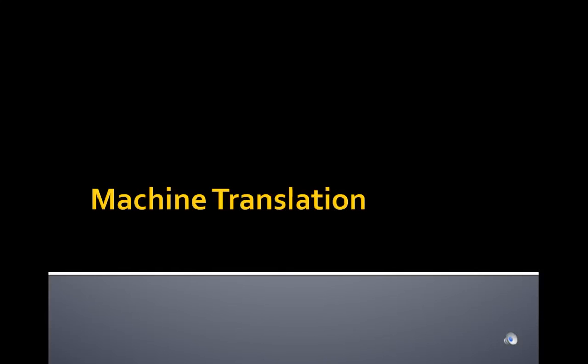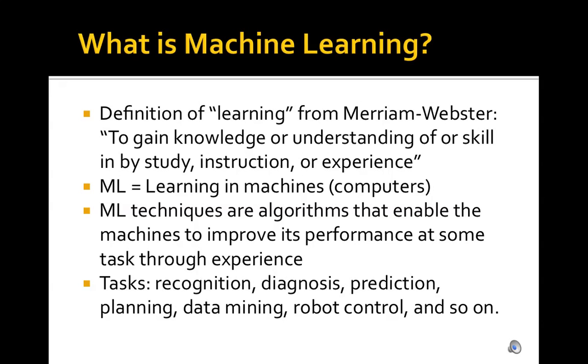Machine translation. What is machine learning? The definition of learning from Merriam-Webster is to gain knowledge or understanding of or skill in by study, instruction, or experience. Machine learning equals the learning in machines or computers. Machine learning techniques are algorithms that enable machines to improve their performance at some task through experience. These tasks include recognition, diagnosis, prediction, planning, data mining, robot control, and so on.